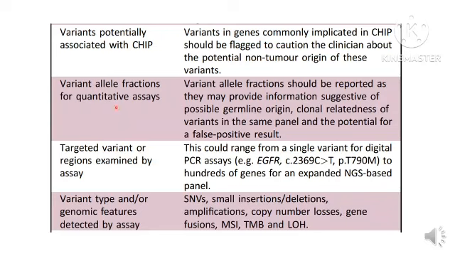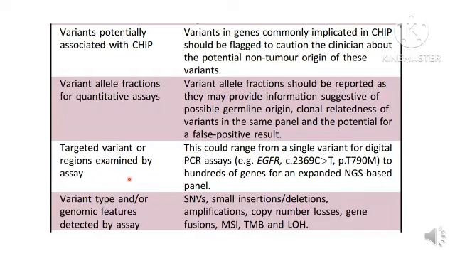So always report along with your variant allelic fraction. Because variant allelic fractions provide information about germline origin. If the VAF, that is variant allelic fraction, is more than 50%, then the possibility of germline mutation is more.